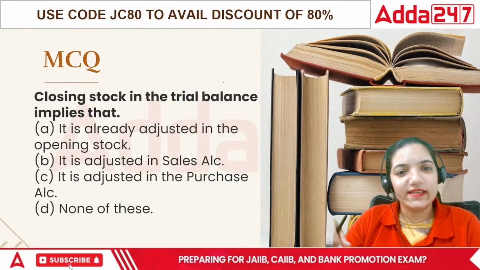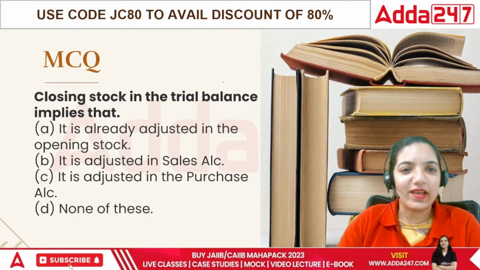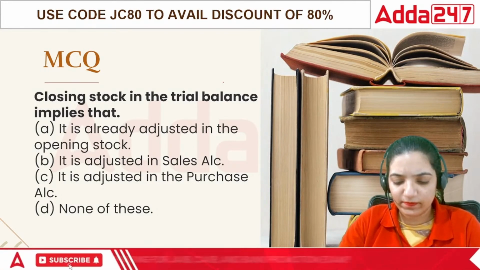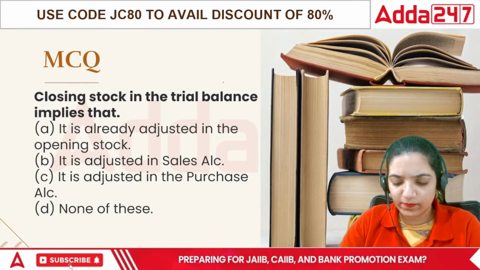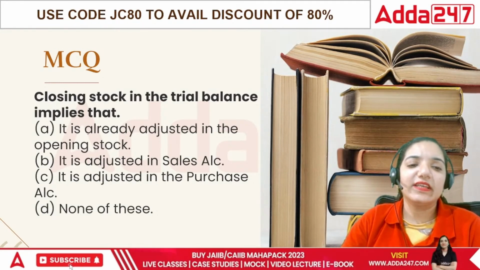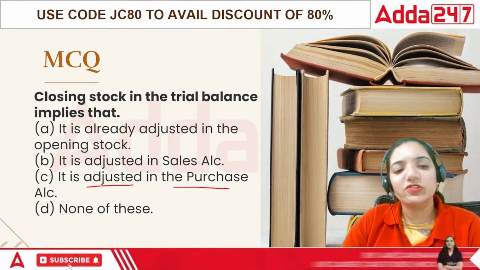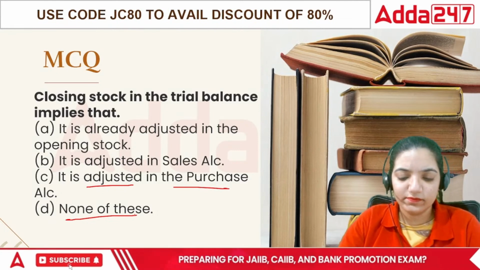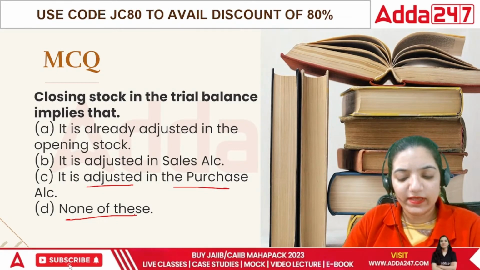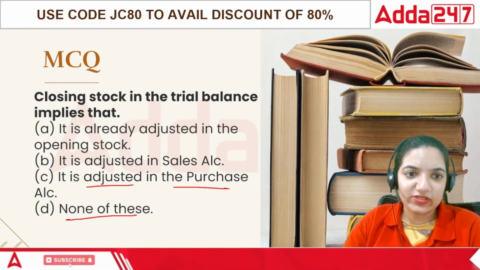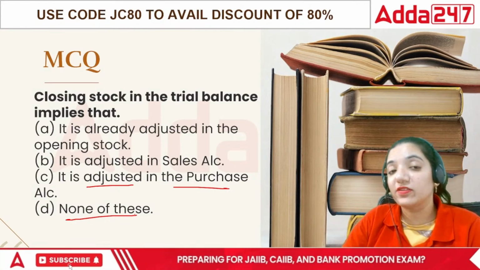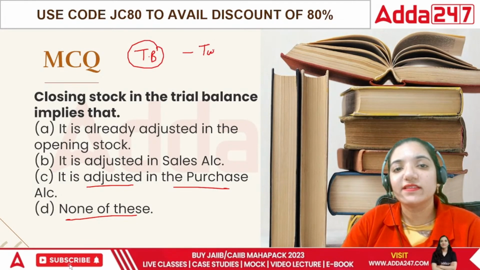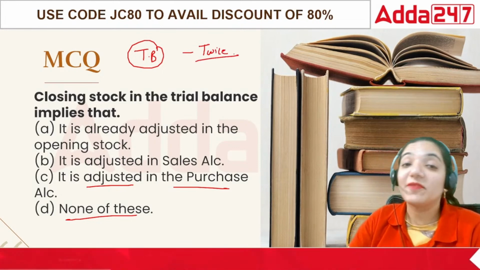Next question. It says closing stock in the trial balance implies that it is already adjusted in the opening stock, then it is adjusted in the sales account, it is adjusted in the purchase account, or none of the above. Now the point is closing stock is in the trial balance. Closing stock is normally not shown in the trial balance because anything that is covered in the trial balance has to be noted twice, debit and credit. Only then the trial balance matches.